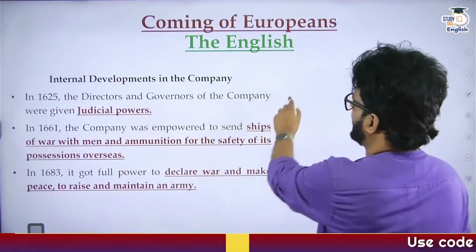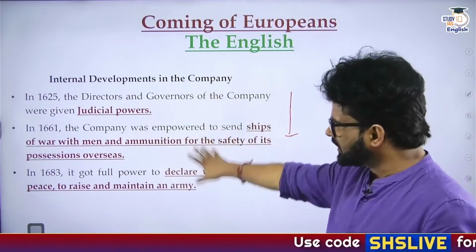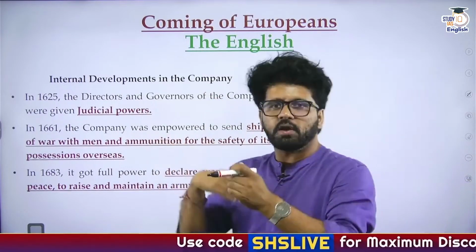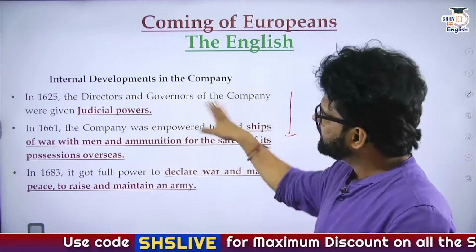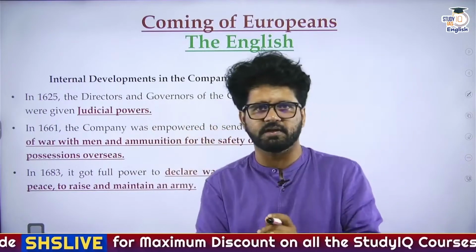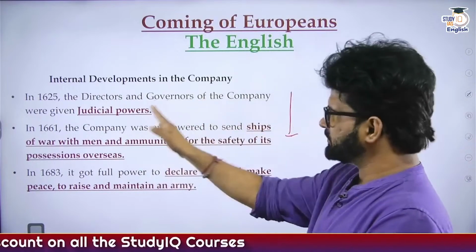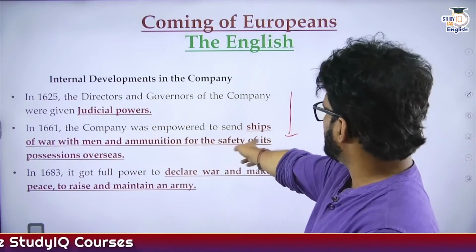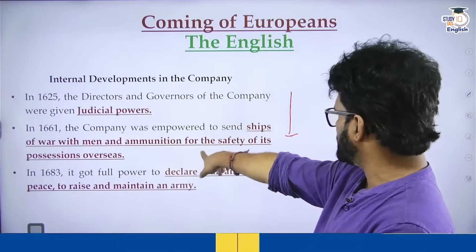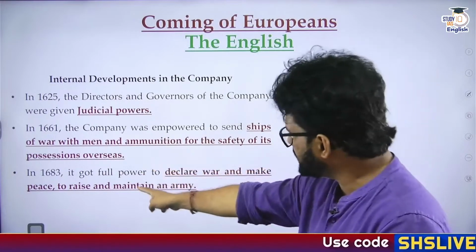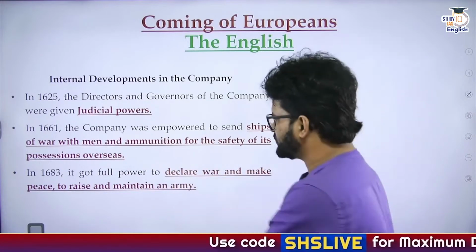This particular slide, you don't have to remember it. This is just given so that you can understand how slowly and gradually the English EIC is giving more and more powers to their directors and governors as they are acquiring more and more territory. 1625, they have been given judicial power. 1661, they were empowered to send ships of war with men and ammunition for the safety of its possessions overseas. 1683, power to declare war and make peace, to raise and maintain an army.